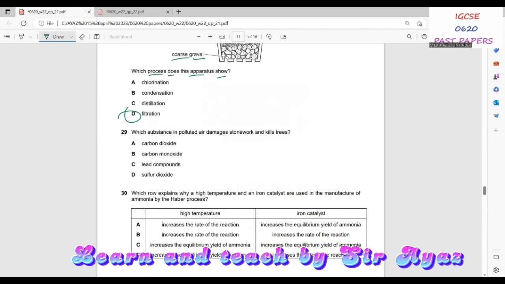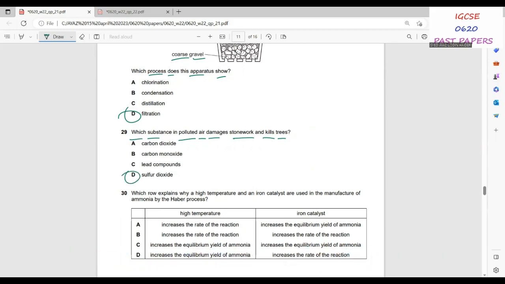Which substance is a pollutant in polluted air, damages stonework and kills trees? It's definitely an acidic oxide, so it must be sulfur dioxide. D will be the right answer.